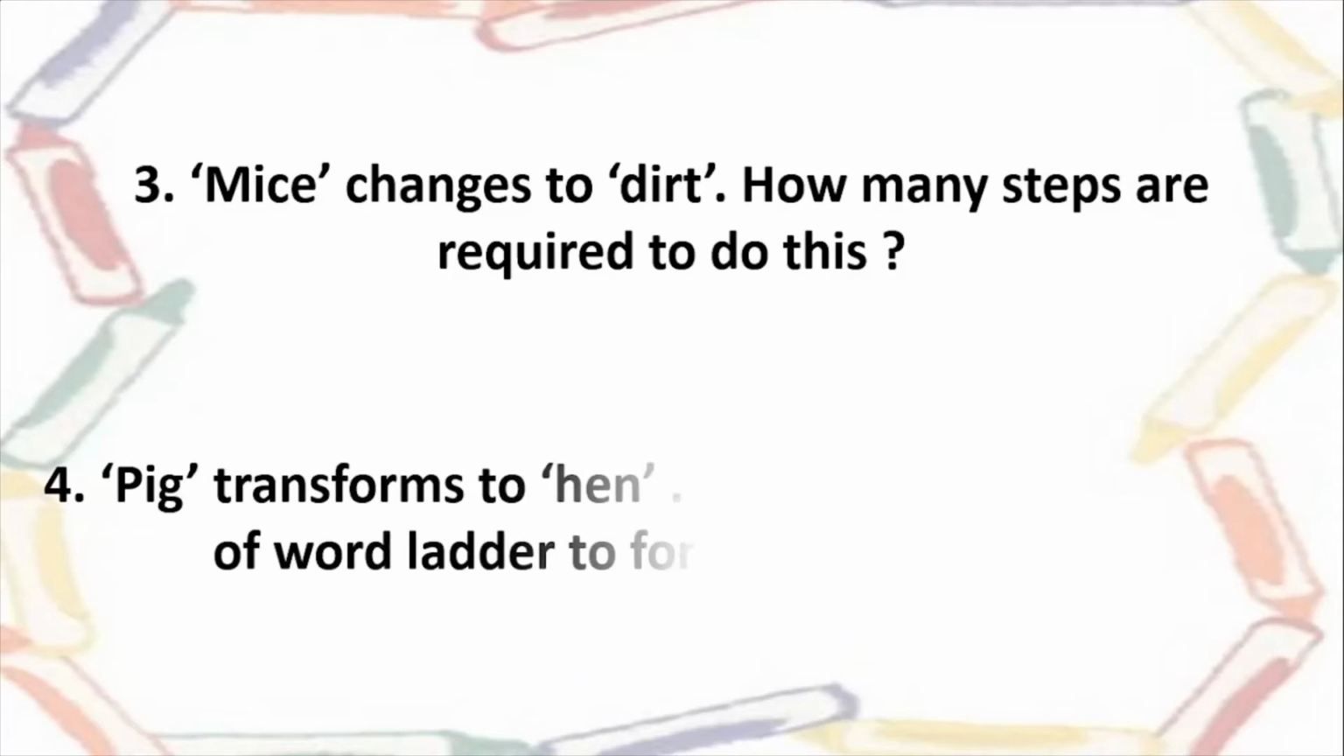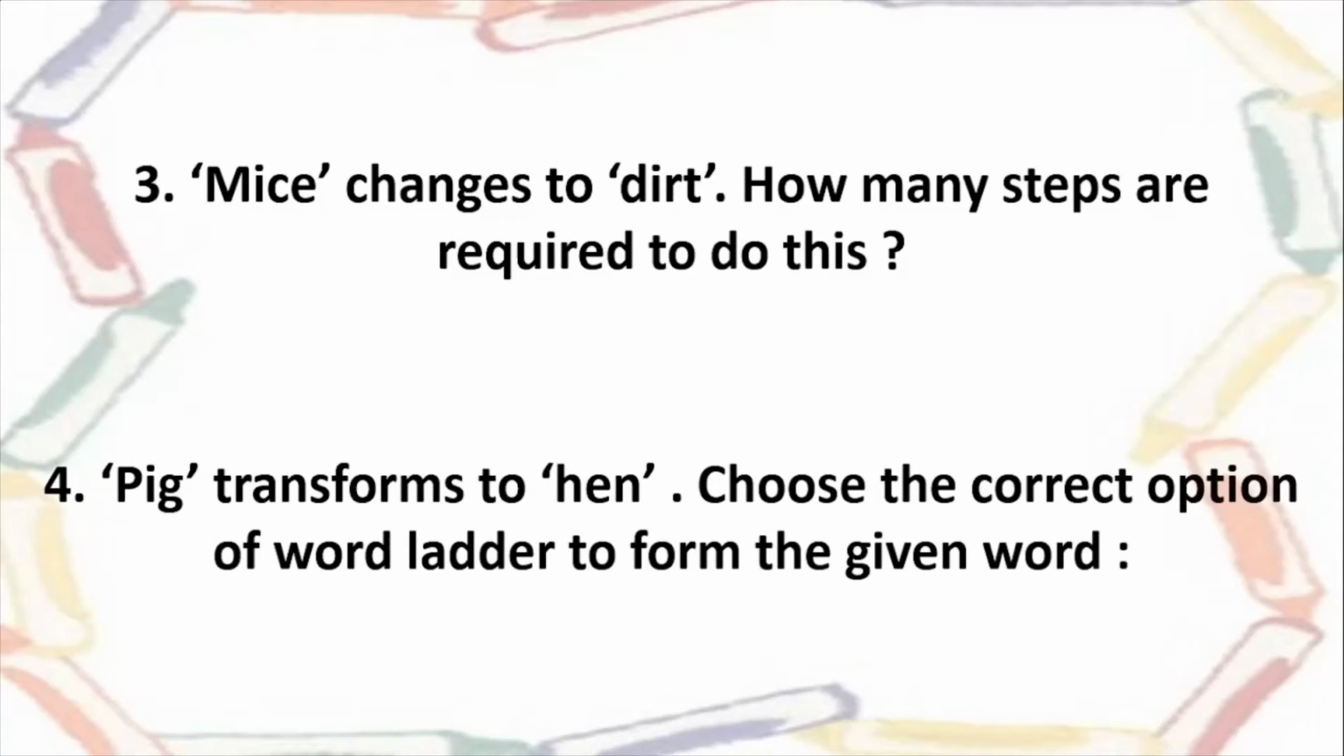And the last one, pig transforms to hen. Choose the correct option of word ladder to form the given word. Again, if you write the word pig and it changes to become hen, which is the correct option, or which is the correct pattern in which the letters change, that you have to decide. Here the words mice, dirt, pig and hen are given just as an example. Okay, you will get different words in your questions.